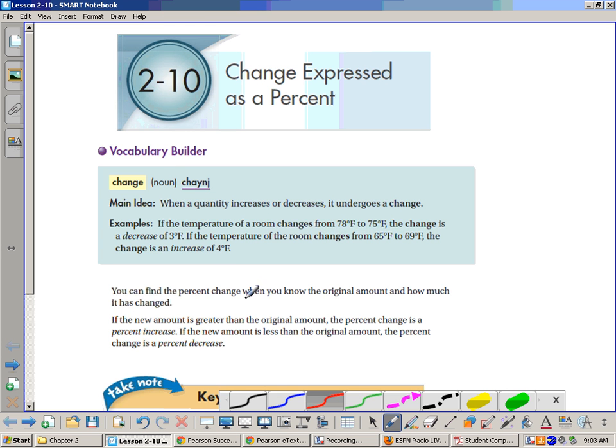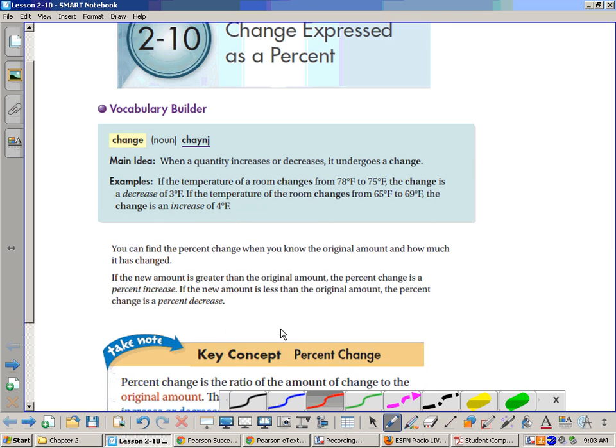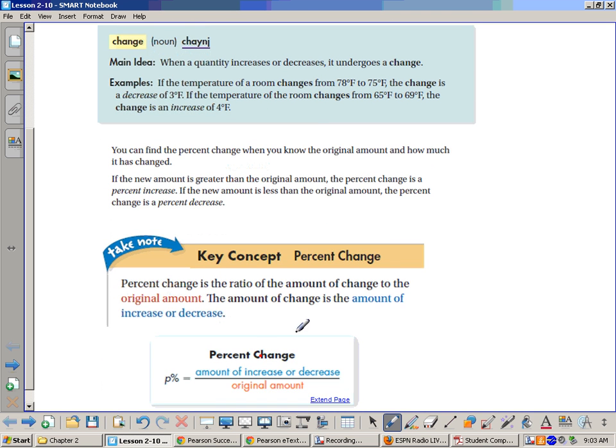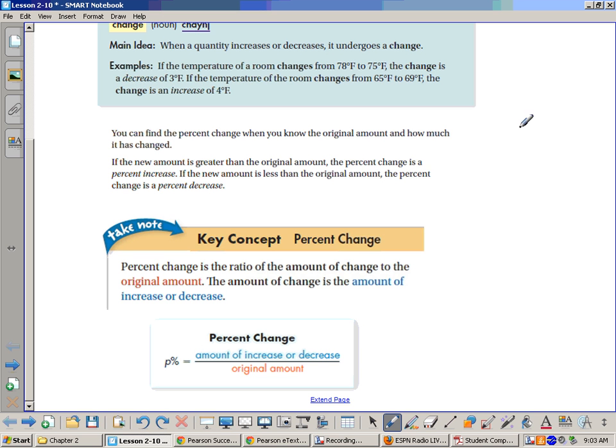You can find the percent of change when you know the original amount and how much it has changed by. If the new amount is greater than the original amount, then the percent change is considered a percent increase. Obviously, if it is less than the original, then it is going to be considered a decrease. So here's a formula that we can use for finding percent of change. It's nothing more than a ratio.